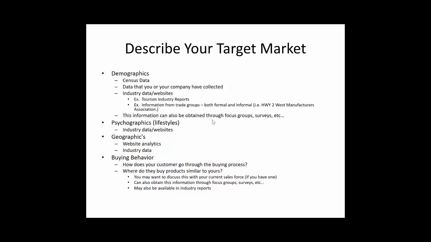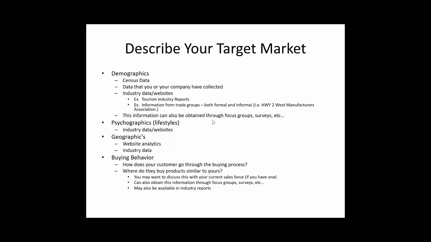This is valuable data you can use in your business plan. You can also, again, use that industry data. For example, if you're in the tourism industry, there are tourism reports on Explore Minnesota, etc., that you could use. And again, information from trade groups that could be formal and informal. For example, if you're manufacturing something, there's the Highway 2 West Manufacturers Association in the region that probably would have some information to help you.